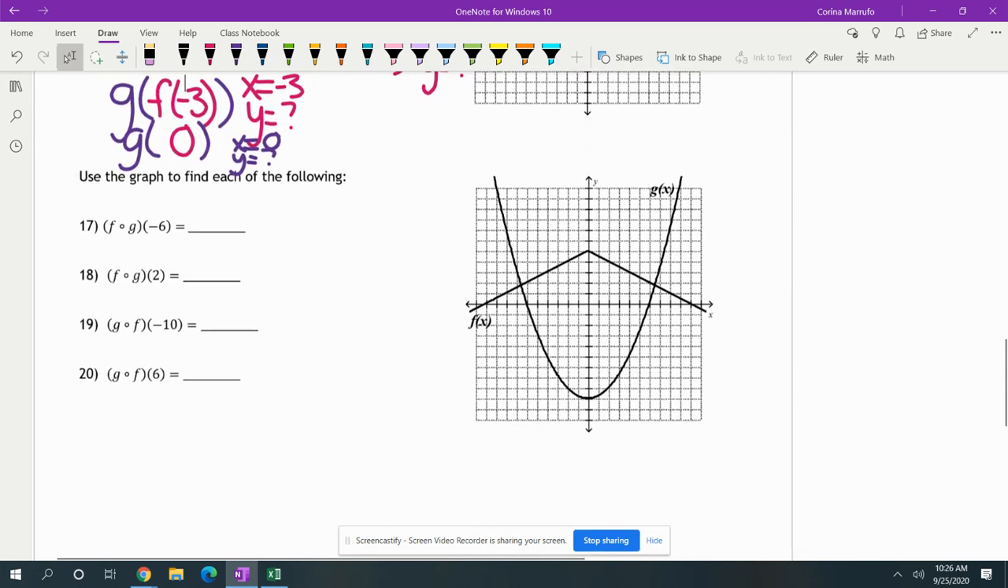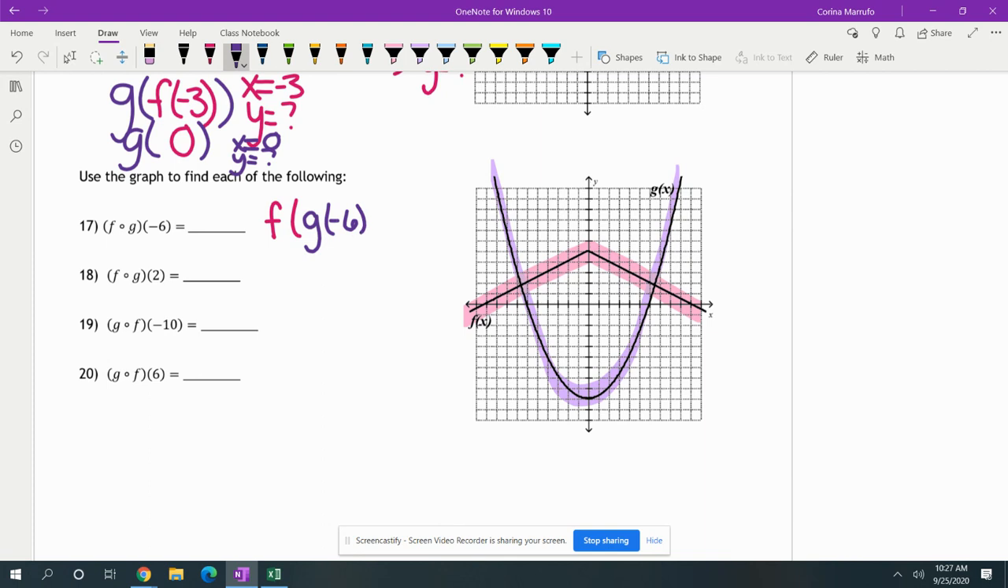So let's go ahead and try a few more problems because I know these are a little confusing. Again, we have f and g, so I'm going to do my f in pink and my g in purple, just so that I don't mix them up. It helps me out a little bit. I'm a very visual learner, so I have to see it. So now the first one is f composite g of -6.